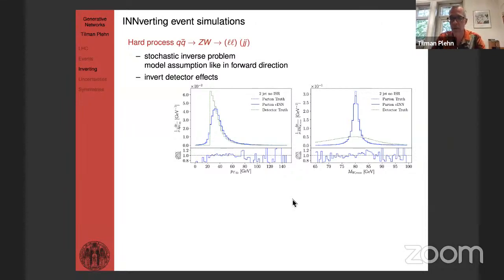In any case, if you invert the detector effects, this is just an example here. This is ZW production. On the left-hand side, you see the transverse momentum of the second quark. What you see is parton level truth in the dashed blue, and then you go to the detector level, what we call detector level truth here, simulation in green, and then you apply a network, and that turns the dashed green into solid blue. The solid blue is expected to be as close to the dashed blue as possible. If it does that, then the network inverted your stuff, and you see it does.